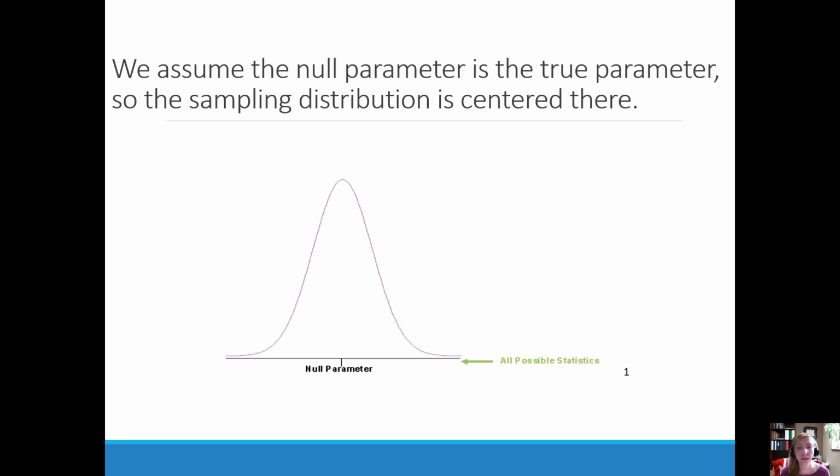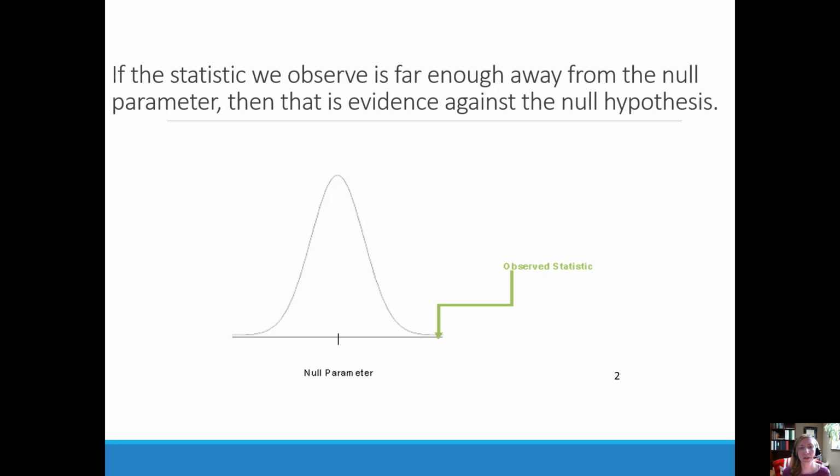Remember from the variability lecture in Module 1 that the sampling distribution is centered at the true population parameter. Since we assume that the null parameter is the true parameter, the sampling distribution is centered there. The x-axis of the distribution consists of all possible statistics. If the statistic we observe from our sample is far away from the center of the distribution, the null parameter, then it is unlikely that the null parameter is the true parameter because most of the statistics will be close to the middle of the distribution, not out in one of the tails.